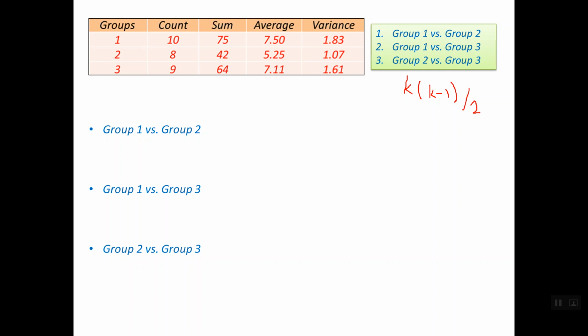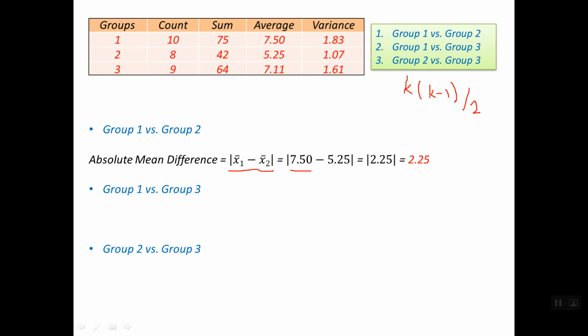First, let's determine the absolute difference between each two means in these three pairs. The absolute difference for the means of group 1 and group 2 is the absolute value of x1 bar minus x2 bar. x1 bar is 7.50, which is simply in the table above, and x2 bar is 5.25. So the result will be 2.25. This is the difference between the two means for group 1 and group 2.